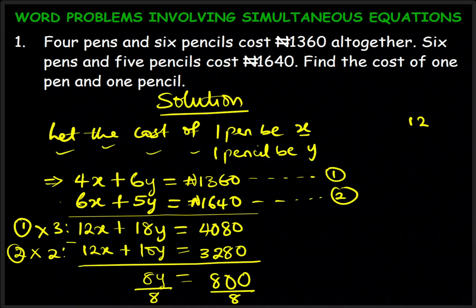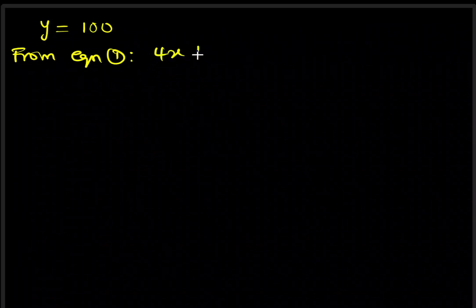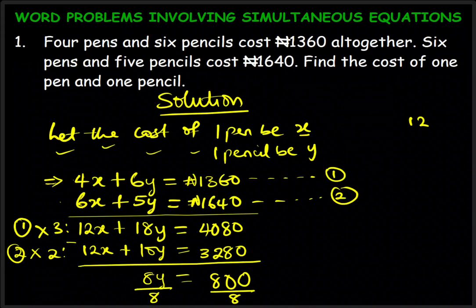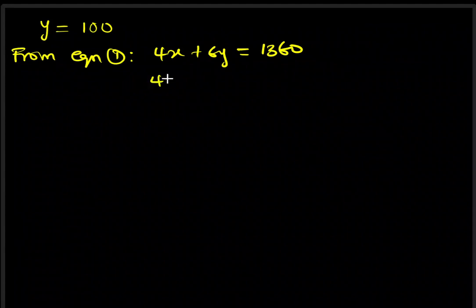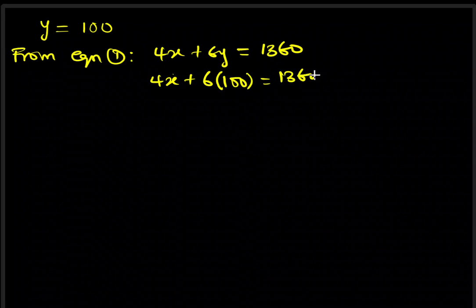So let's substitute and get the value of x. From equation 1, what would that give us? We have that 4x plus 6y is equal to 1360. All right, so that's what we got. And then let's put the value of y. 4x plus 6 brackets 100. Y is 100. That will give us 1360.